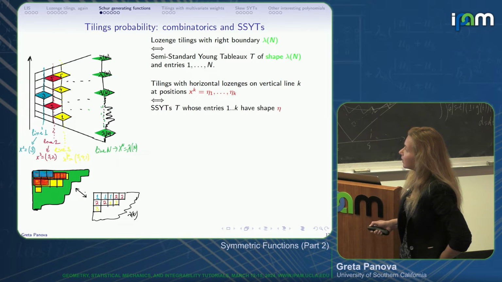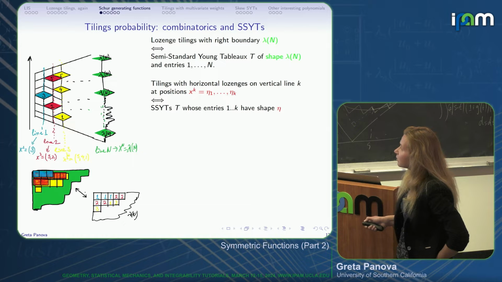But the other way we can do this is we look at the vertical lines here. The first one has a lozenge at position 3, so let's make a partition 3, just one number. The second one has lozenges at positions 5, 2. We make a partition 5, 2. Then the third one is 5, 4, 1. We make a partition 5, 4, 1. We draw them as Young diagrams, and we stack them on top of each other.